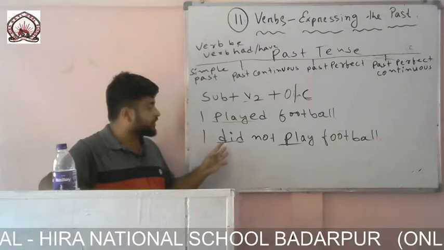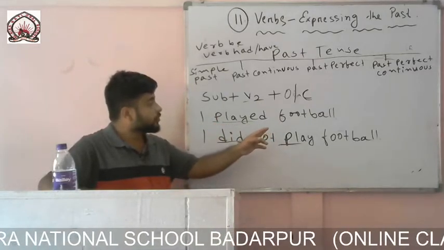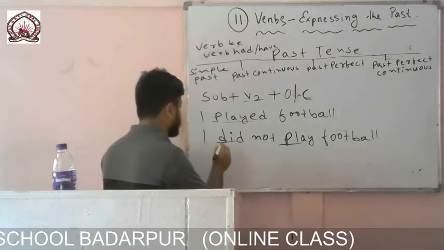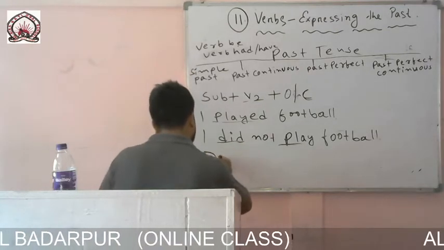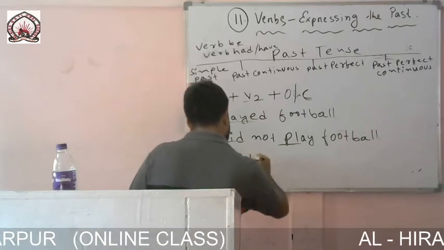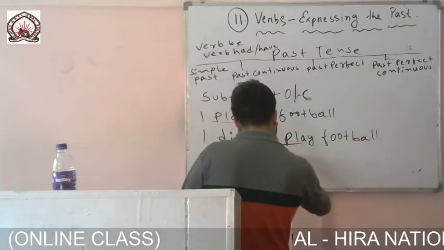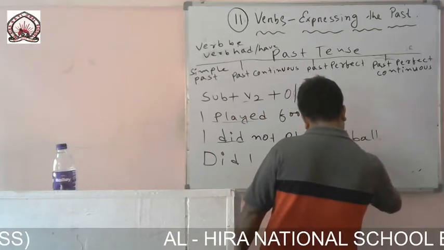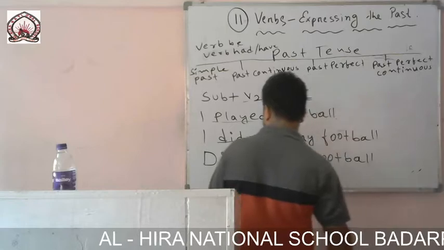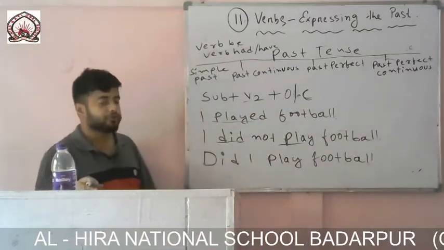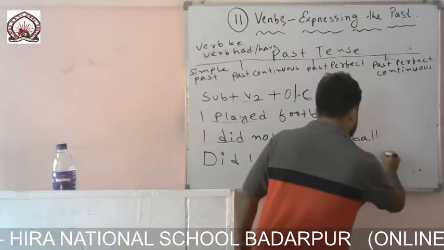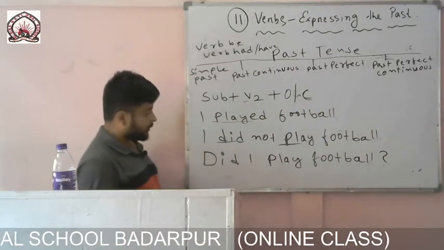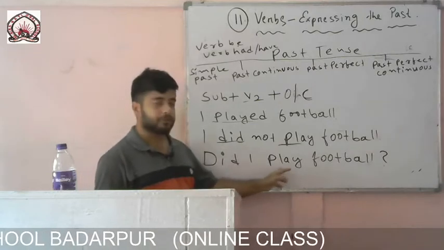Now if I want to change this sentence to interrogative, then how do I have to change? Very simple. Again with the help of "did": Did I play football? F-O-O-T, foot, B-A-L-L, ball, football. Remember, if it is interrogative, then put a question mark at the end. If "did" is there, then the verb should be in the first form.